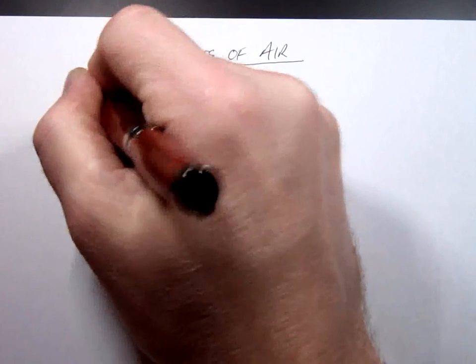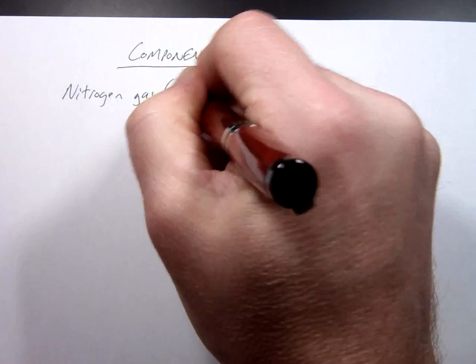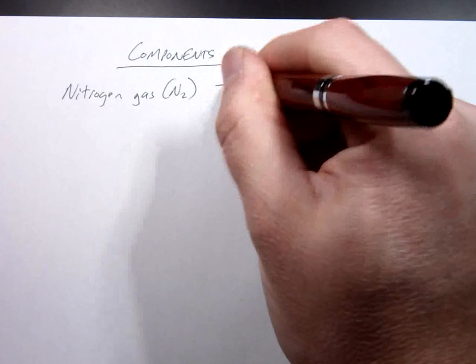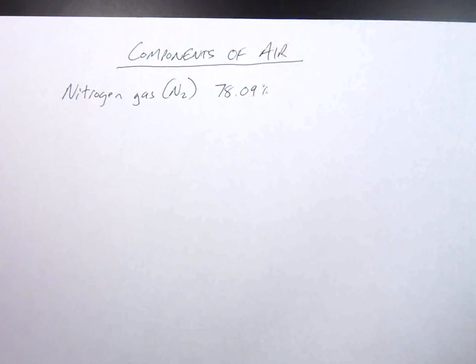Take a look at what's in the air we breathe. What is the most prominent of all the gases in the air that we breathe? Nitrogen. Nitrogen gas, or N2, with its triple covalent bond, makes up 78.09% of the air we breathe.